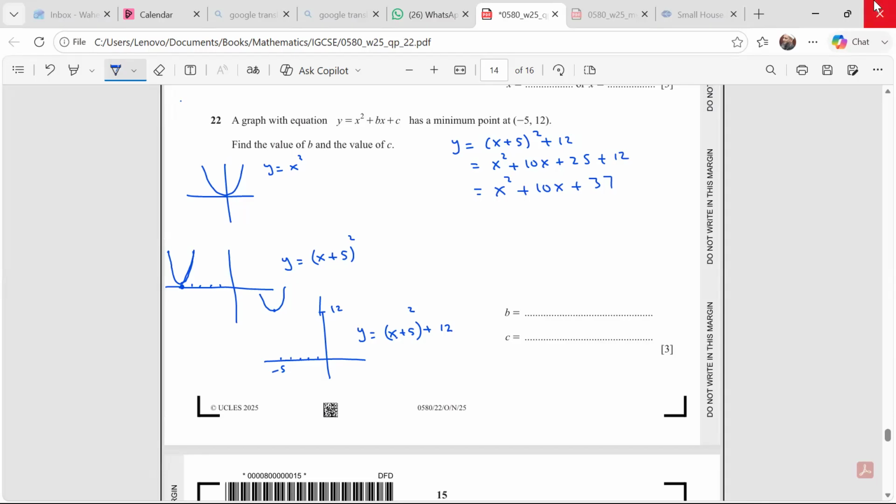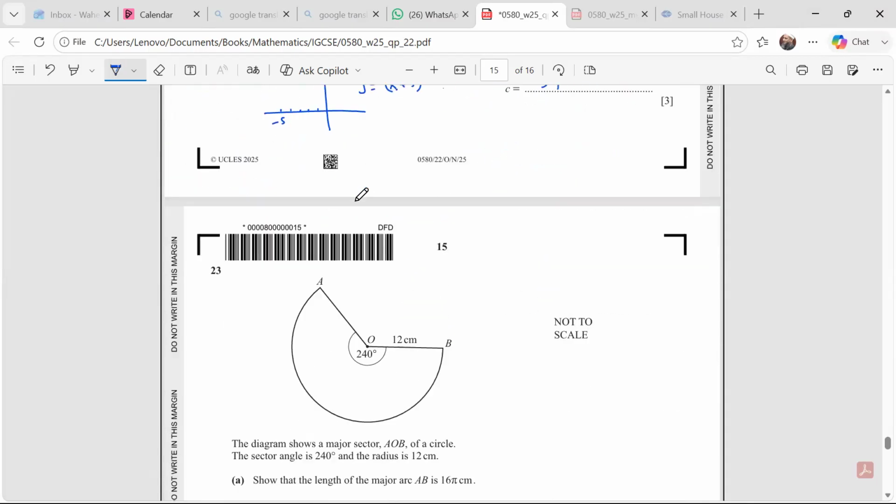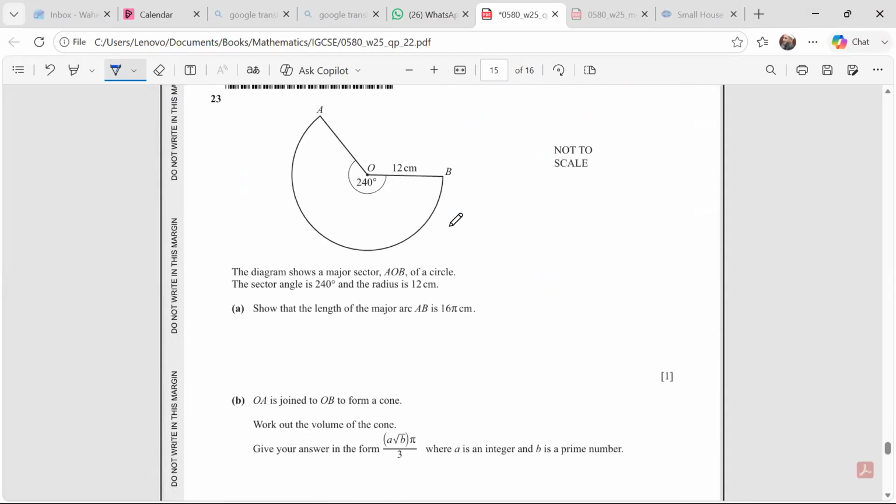So b is 10 and c is 37. I hope it's clear. This is interesting. It's a bit, how should I say, challenging question.